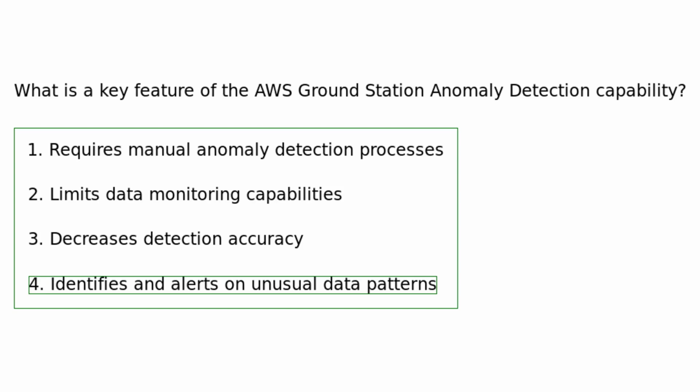The AWS Ground Station anomaly detection capability identifies and alerts on unusual data patterns, allowing customers to detect anomalies and take immediate actions for timely response.